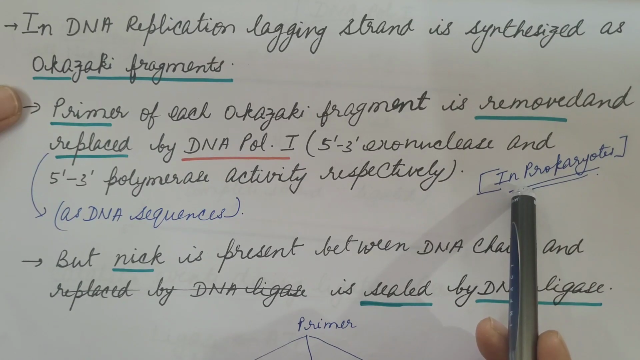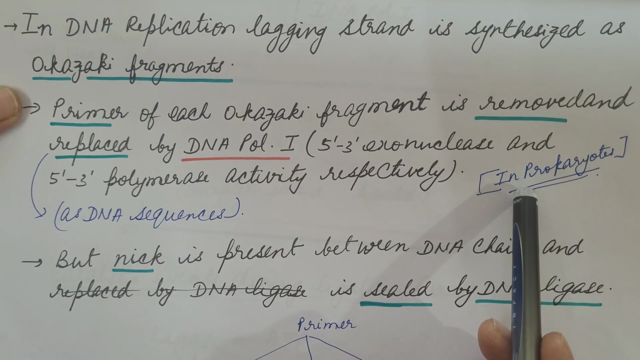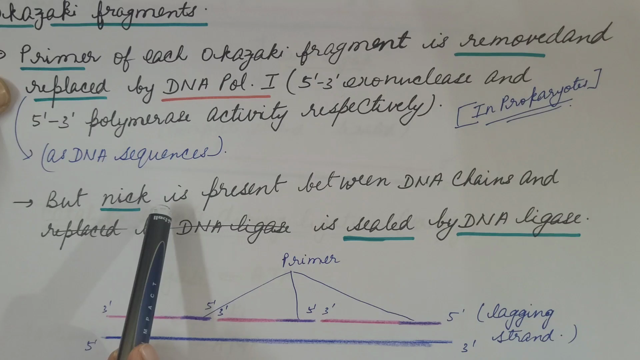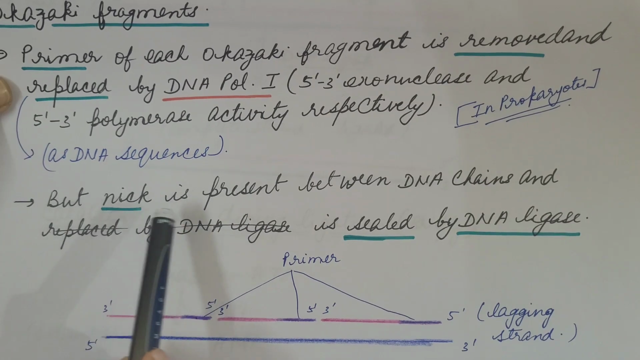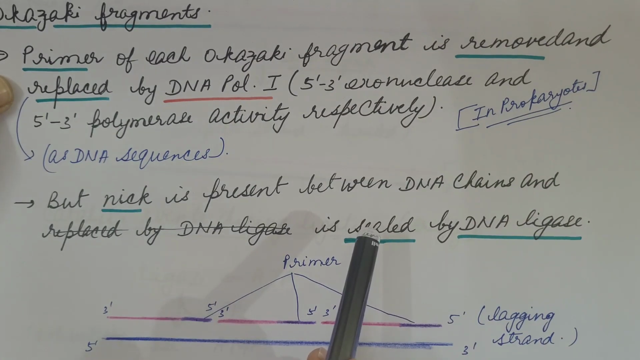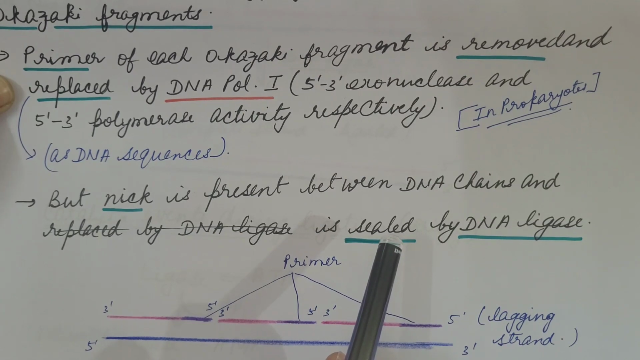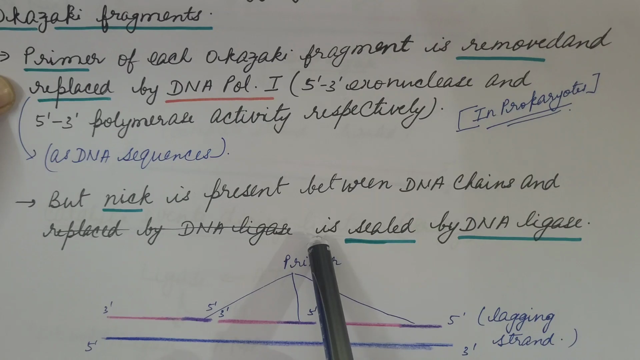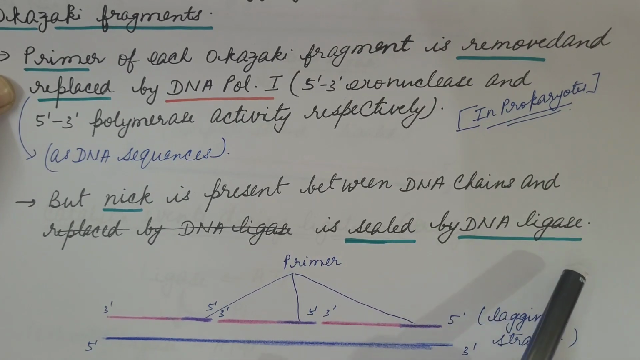Removal of the primer and its replacement with DNA sequences is different in eukaryotes, which we will discuss in eukaryotic DNA replication. But after the primer is removed and replaced by DNA sequences by DNA pol 1, a nick is present between the DNA chains. A nick is actually a discontinuity in the DNA strand due to the lack of a phosphodiester bond between adjacent nucleotides. And this nick is sealed by DNA ligase enzyme.